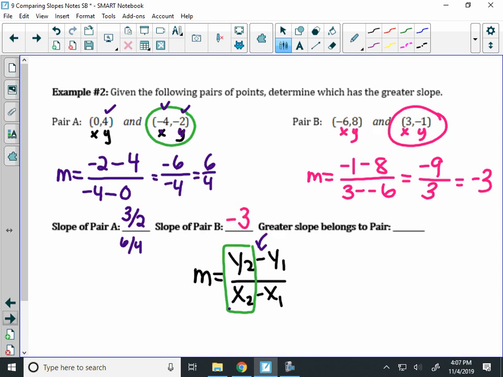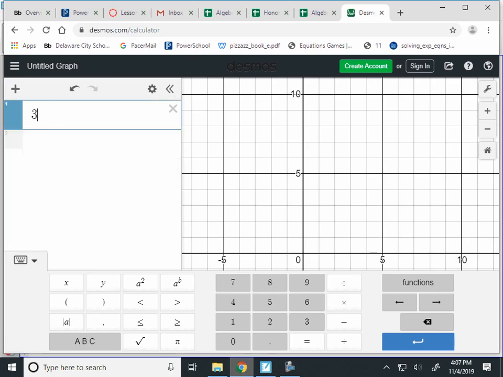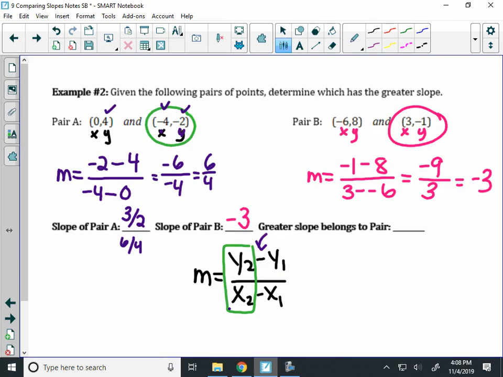So I have to decide which slope is steeper or greater, 3 over 2 or -3. Well, that can be a hard one to do because I have a fraction again. So let's take our calculator. Let's turn 3 over 2 into a decimal. 3 over 2 is 1.5. And if I think about the absolute value of -3, that's equal to 3. And which number is bigger, 1.5 or 3? Well, that would be 3. So the slope of pair B is steeper. If I graphed a line with the slope of -3 from B, it would look steeper.